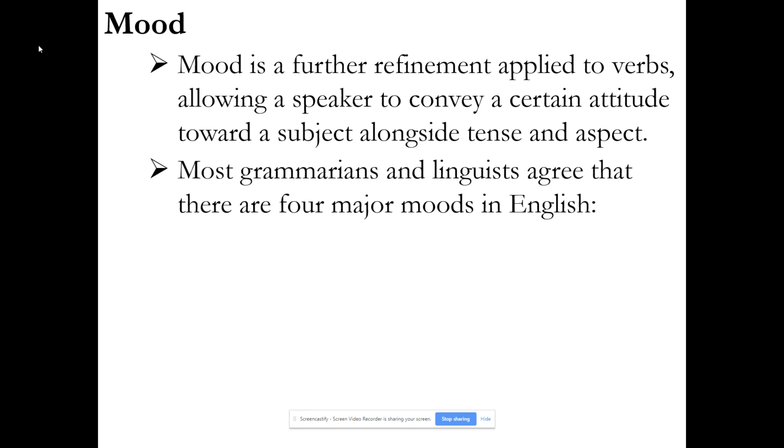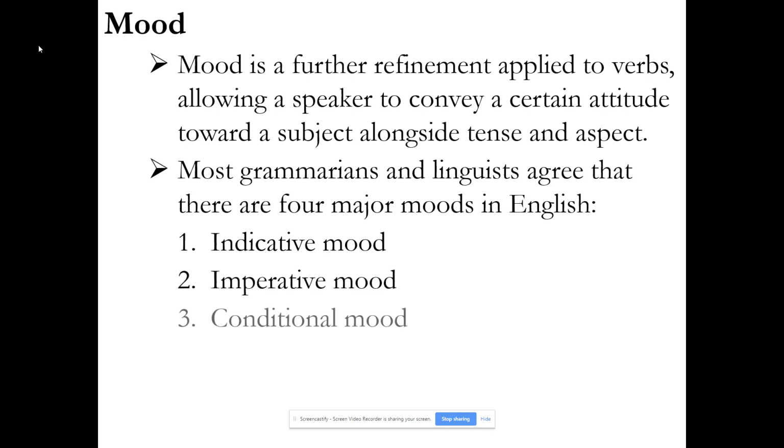Most, with the tenses and aspects, the ones I've given you are the tenses and aspects, and there's no disagreement. But I need to say that most grammarians and linguists agree that there are four major moods in English, though there are some people, if you Google around, that add others or maybe combine them in different ways. But this is how I would like you to understand them because I think it's the clearest and easiest to understand. So there's indicative, imperative, conditional, and subjunctive moods.